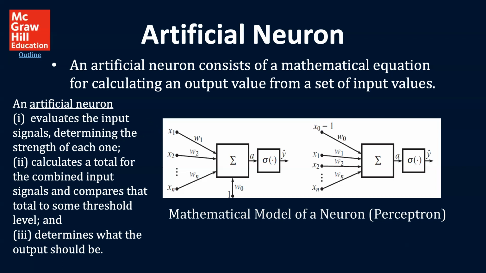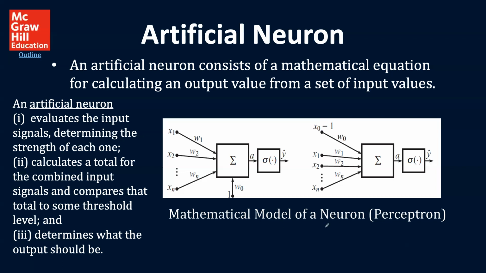An artificial neuron does 3 things. 1, it evaluates the input signals, determining the strength of each one. 2, it calculates a total for the combined input signals and compares that total to some threshold level. And 3, it determines what the output should be. So there are a couple of decisions and thresholding things going on with this type of process.